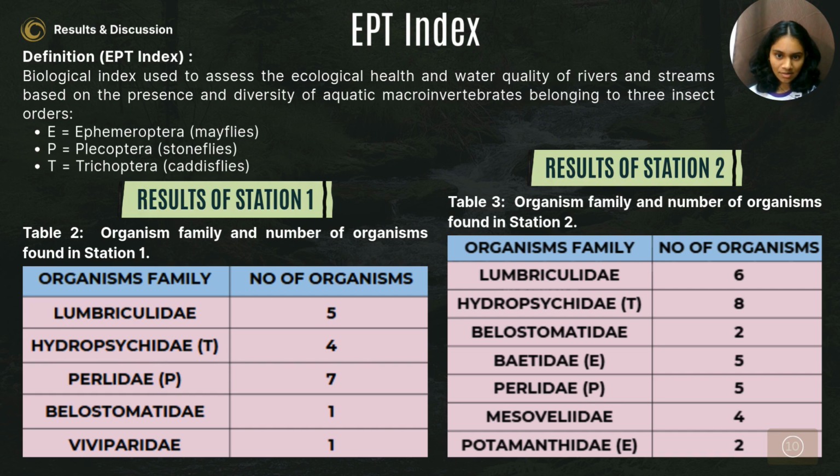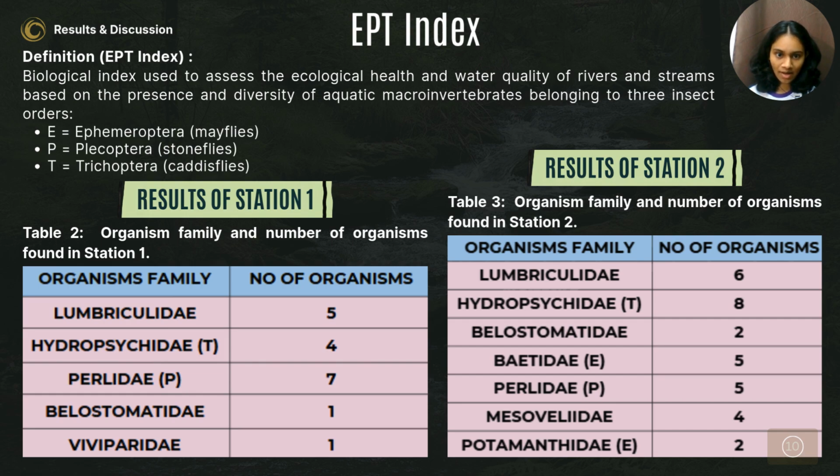The EPT index is a biological indicator used to assess river water quality based on the presence of three pollution-sensitive insect orders, which are Ephemeroptera, Plecoptera, and Trichoptera. A high EPT value indicates better ecological health. At Station 1, only Hydropsychidae representing Trichoptera and Perlidae representing Plecoptera were found.